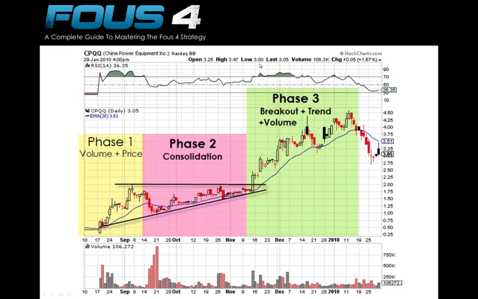So here is a perfect example of a three-phase breakout formation. First, we have this large spike in price action plus increased volume as this phase 1 plays out. So first phase is you get the volume increase plus the price increase. In phase 2, we get the consolidation formed, where the actual chart pattern is formed.